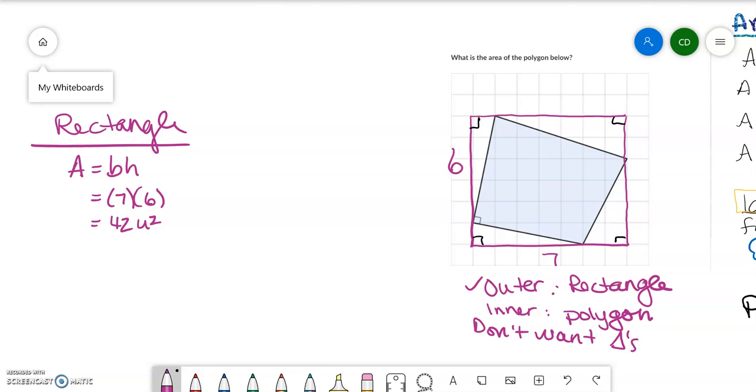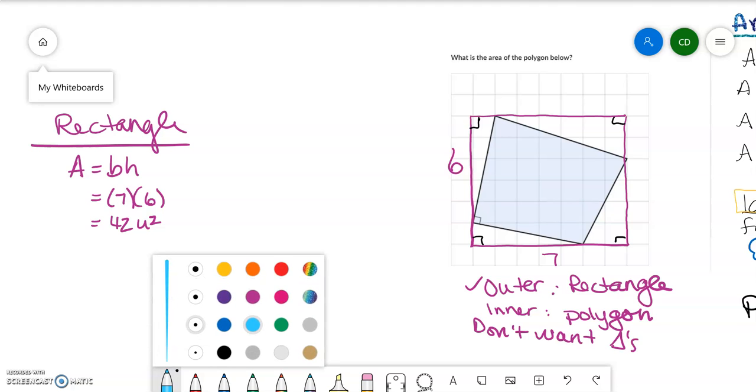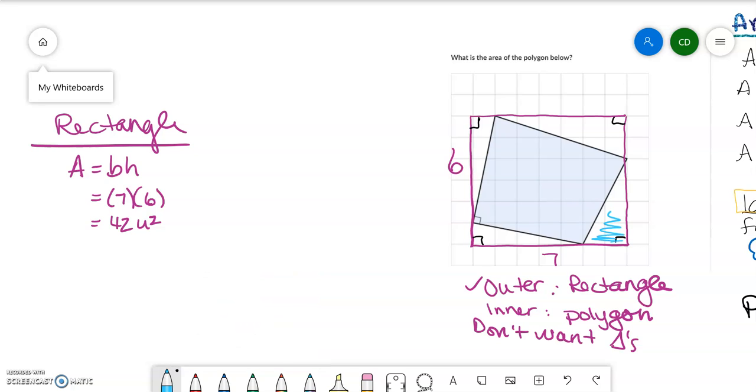Right? So there's 4 triangles that we don't want. So let's find the area for each one. I'm gonna do this guy. I'll try to color code it so you can know which one I'm working on. So let's do the area for that triangle.